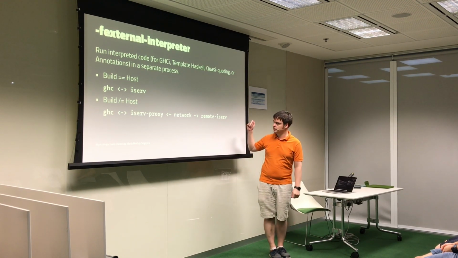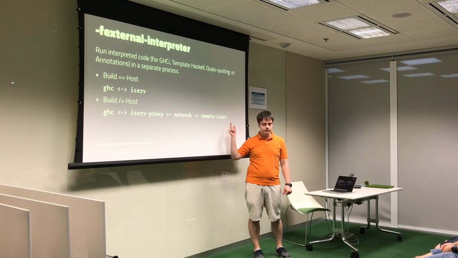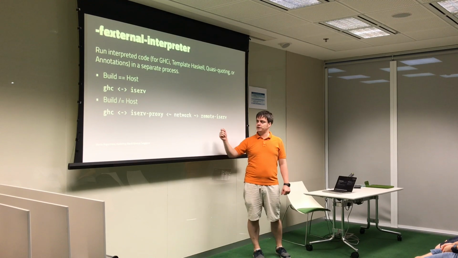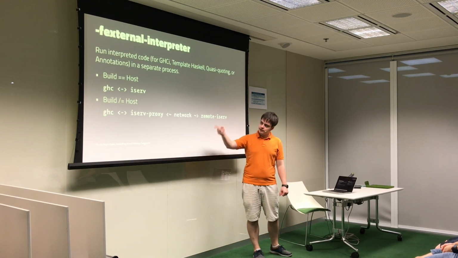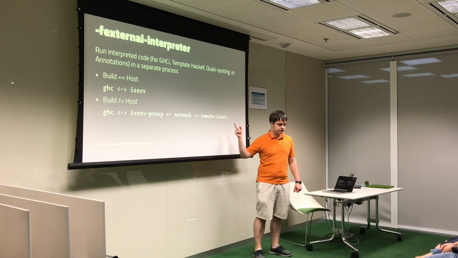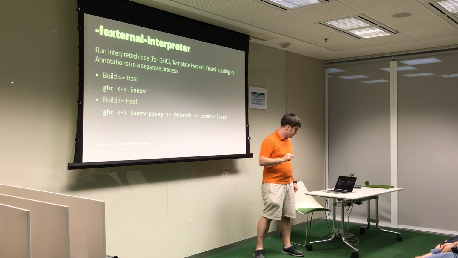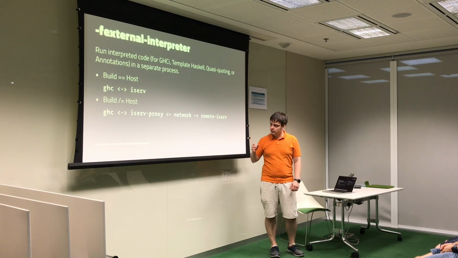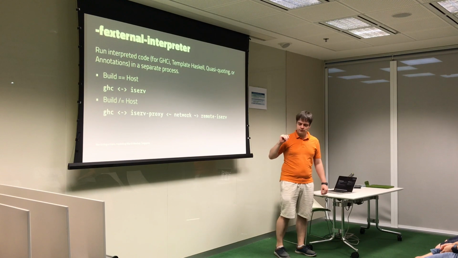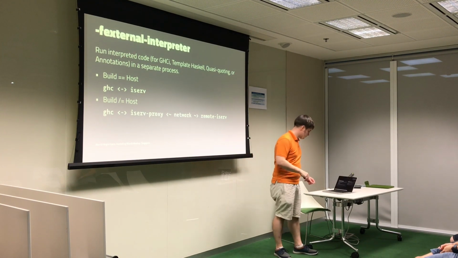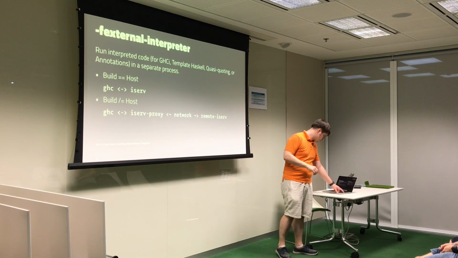So whenever there's a library that the remote iserv needs to load, it can basically ask the iserv-proxy to send that library over, and then it can load the library. It's a bit tricky on Windows because you might not see the dependent libraries, but luckily that's rarely the case.